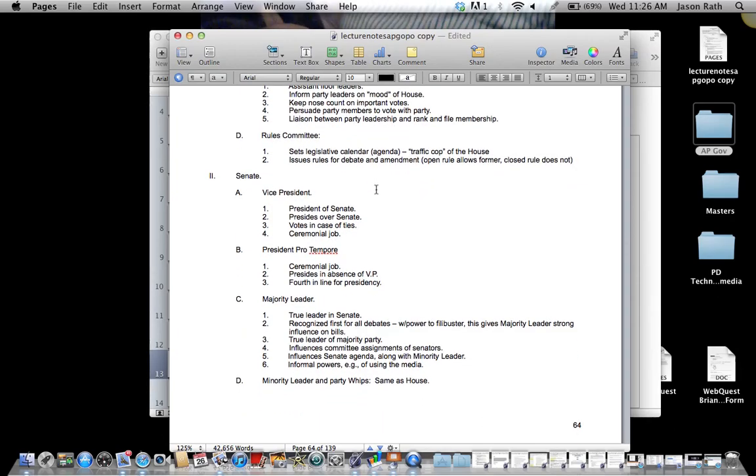Now, Senate. The Vice President is the President of the Senate, presides over the Senate, votes in case of ties, basically a ceremonial job. President pro tempore, ceremonial job. President in absence of Vice President, fourth in line for the Vice President.